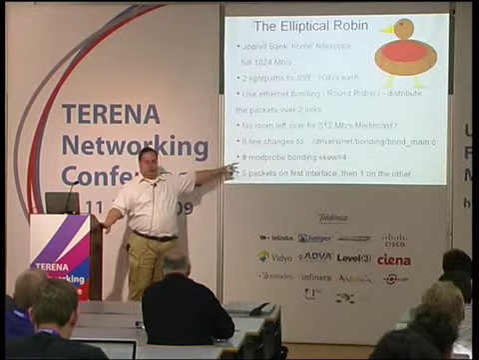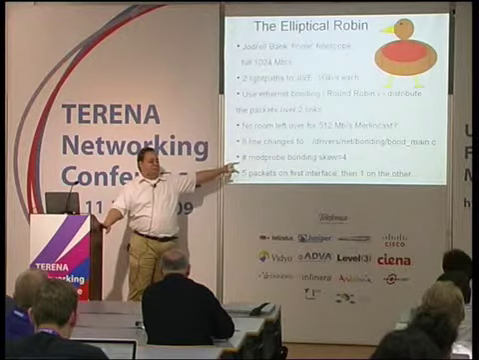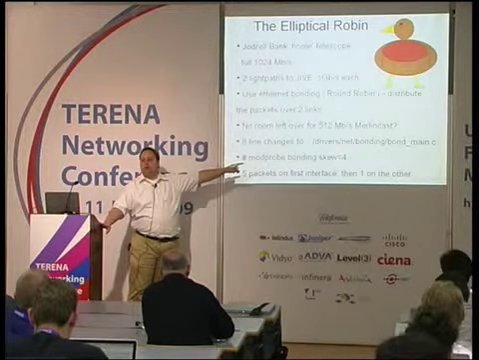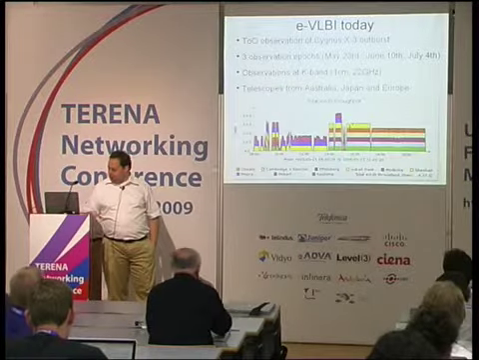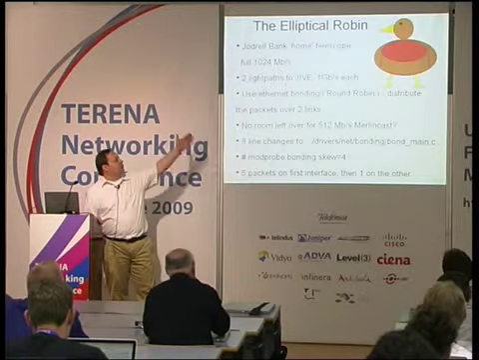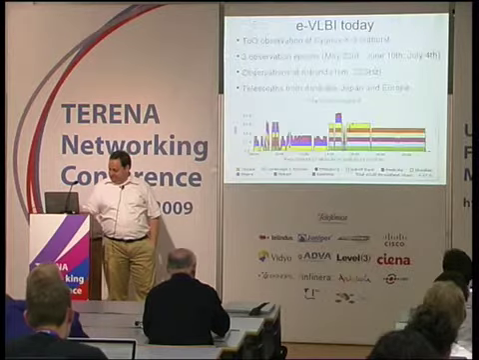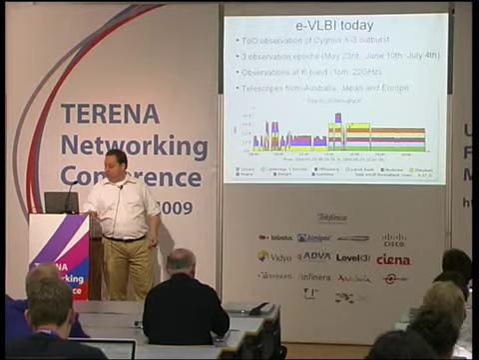Instead of using just modprobe bonding to load the bonding driver, we've introduced a new parameter, which is the skew of the bonding. So now one link is running at about 800, the other is running at 200, and you still have room left over for another 512. So we really try and get the most out of the connectivity we have. And sometimes it really involves very ugly hacks. Oh yes, and we've dubbed this the elliptical robin, because it's not round robin anymore.